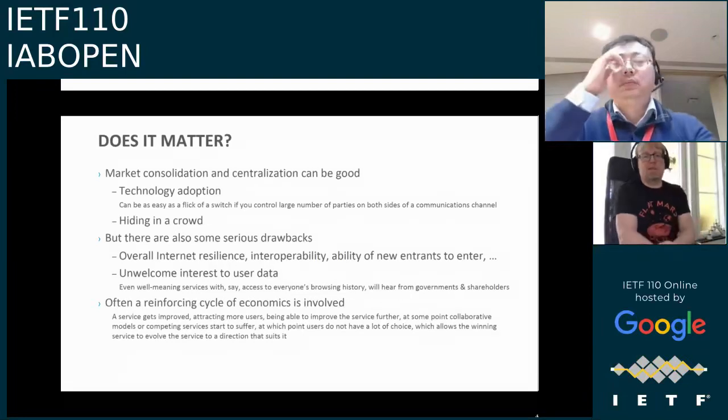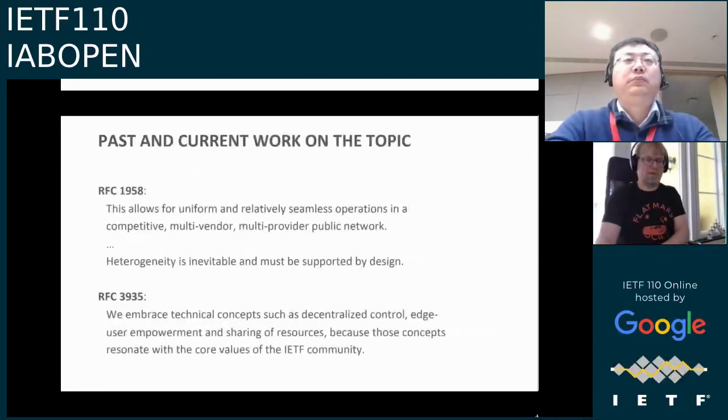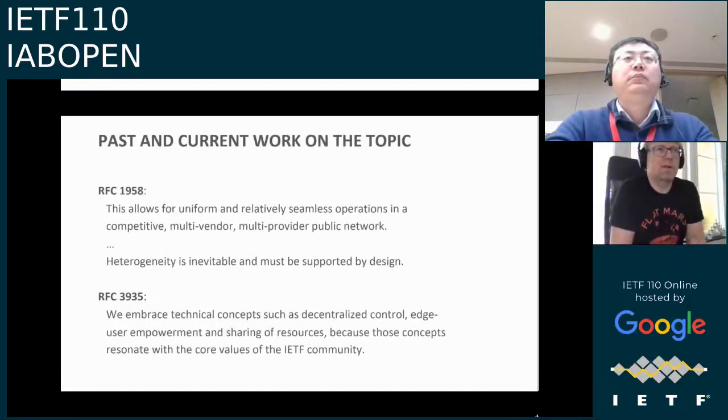There's, of course, economics involved. I won't go into details of that. You can read some of that when we move to the next slide. So I was trying to collect a little bit of previously published material about this. And of course, at least for me, it's surprising how good stuff you can find from the old RFCs. They were really written cleverly. RFC 1958, for instance, talks about competitive multi-vendor, multi-provider public networks. RFC 3935 talks about decentralized control, user empowerment, and so forth. Next slide, please.